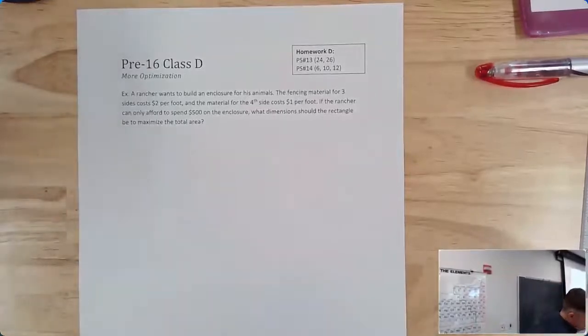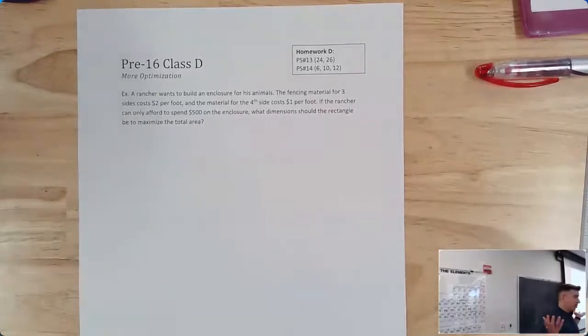So 3 of the sides of this corral cost $2 per foot, and the 4th side costs $1 per foot. If the rancher can only afford to spend $500 on the enclosure, by the way, when I read that, what I'm automatically thinking is, oh, that's my constraint. I am limited by how much money I can spend. What dimension should the rectangle be to maximize the total area?